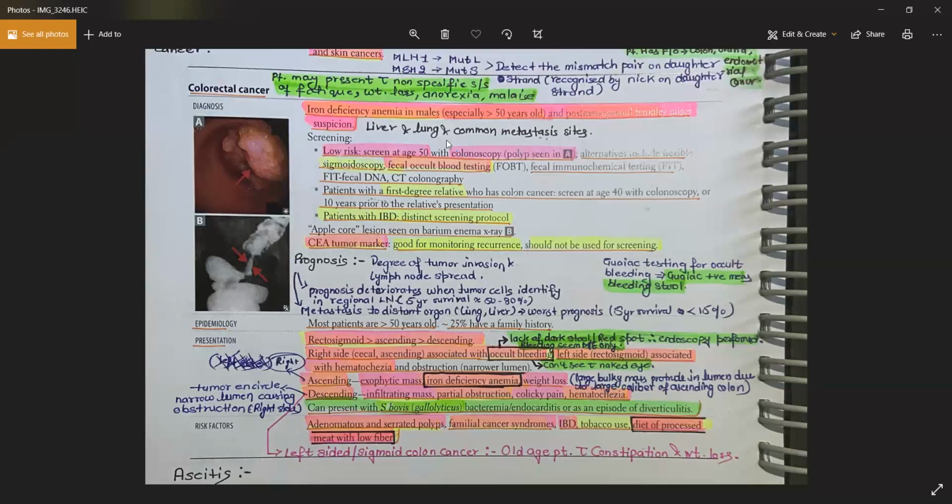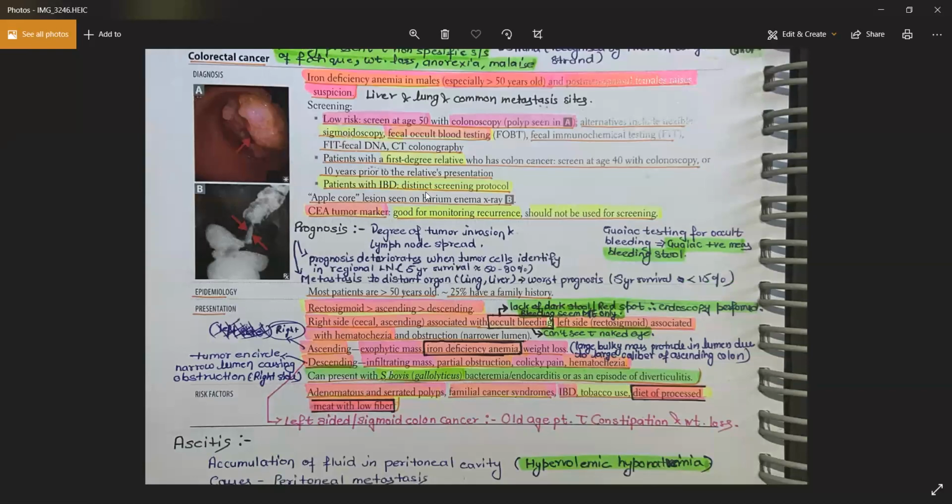The screening test is basically the fecal occult blood test. So first you will do the fecal occult blood test to check for blood in the stools. If that comes out positive, then you will do a colonoscopy on the patient. These are two important tests for the diagnosis or screening of colorectal carcinoma.